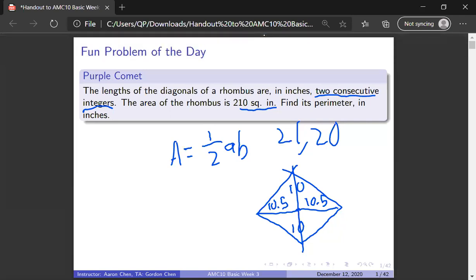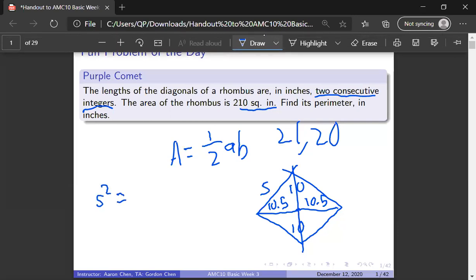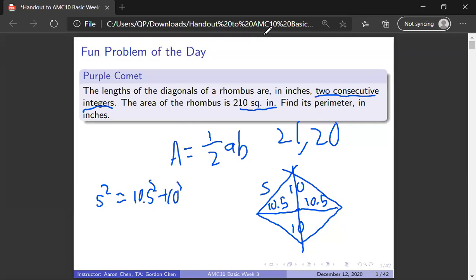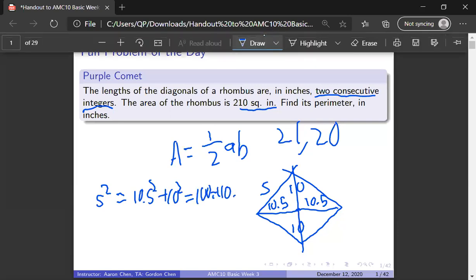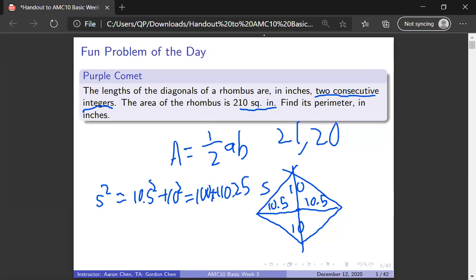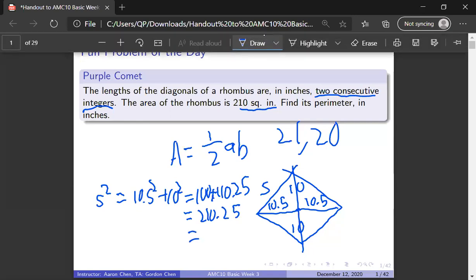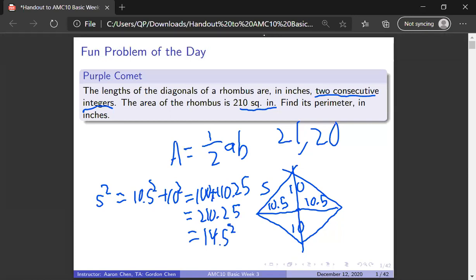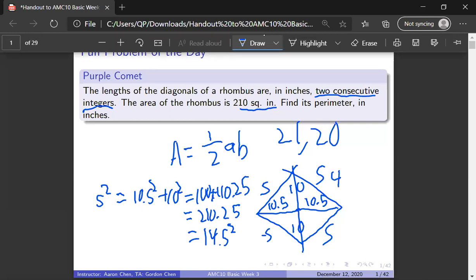From here you can apply the Pythagorean theorem. If one of the sides is s, then s squared equals 10.5 squared plus 10 squared. When you expand this, you get 100 plus 110.25, which is 210.25. This happens to equal 14.5 squared. So s is 14.5 inches. All right, are there any questions?